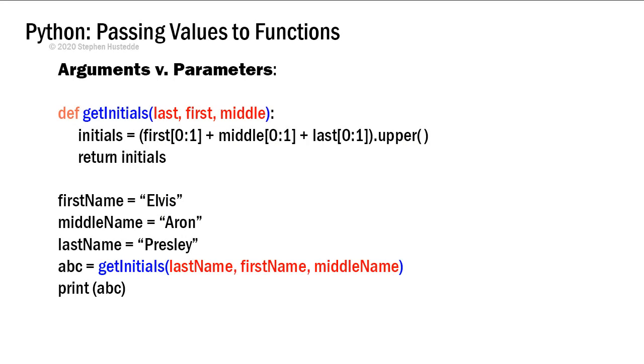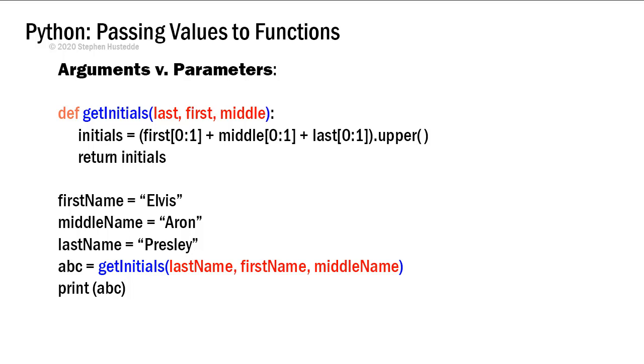So here's another example where I have a definition called getInitials, and it's receiving 3 parameters of last, first, and middle. And in the code, I have initials equals, and I'm going to take the first character of the variable called first, the first character of the variable called middle, and the first character of the variable called last, concatenate those together and take the uppercase value of those, and return then that value of initials. So it's important to recognize here that last, first, and middle are all string values.